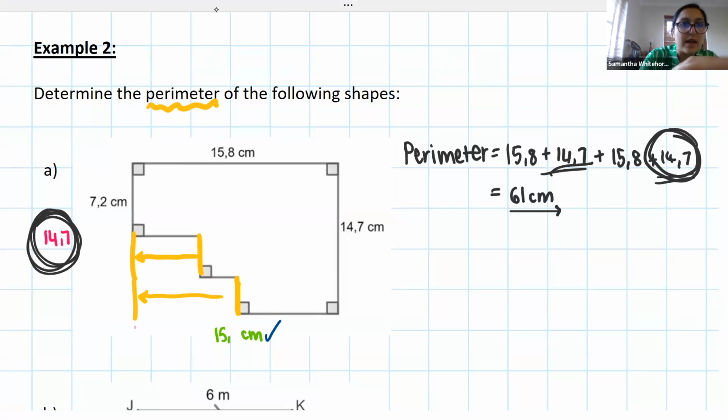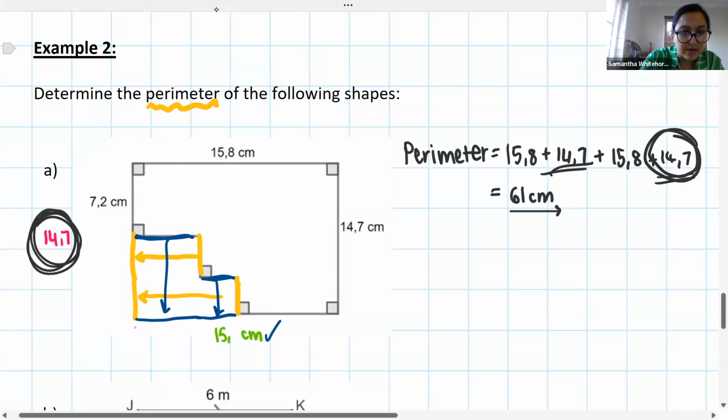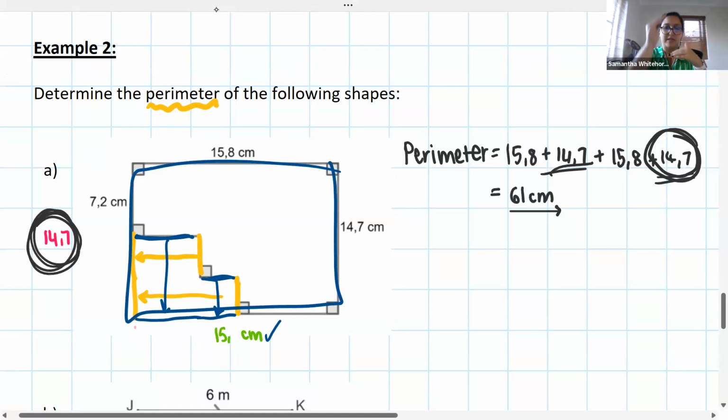In the same way, if I take this horizontal length and slide it down, and this horizontal length and slide it down, it forms my rectangle. So just because I've got this zigzag in, doesn't mean it's not a rectangle. I've just indented those lengths. It's still just a rectangle. So I don't need to work out those lengths because I know the dimensions of my rectangle.